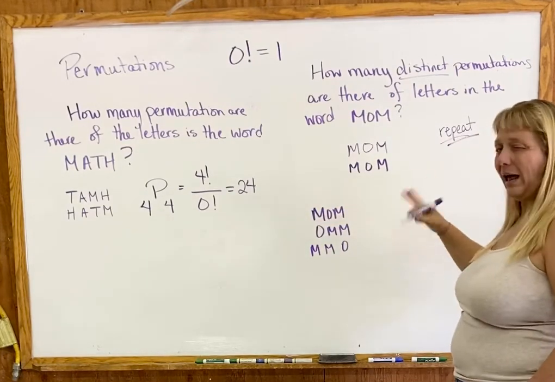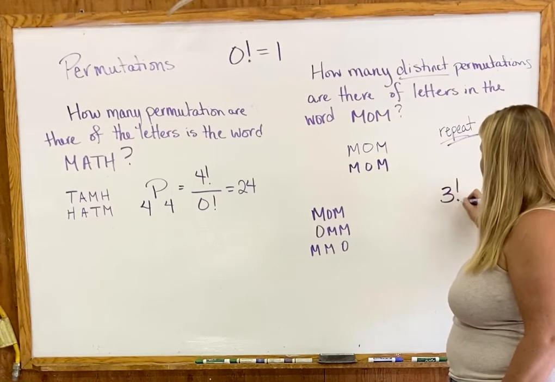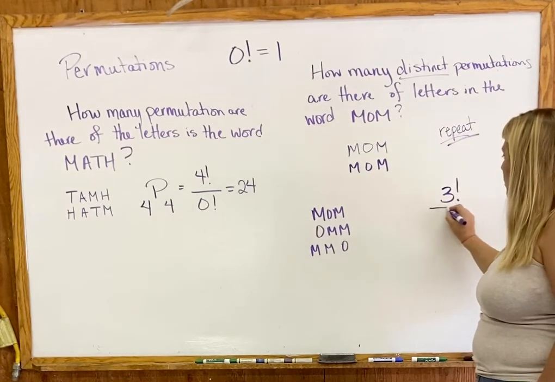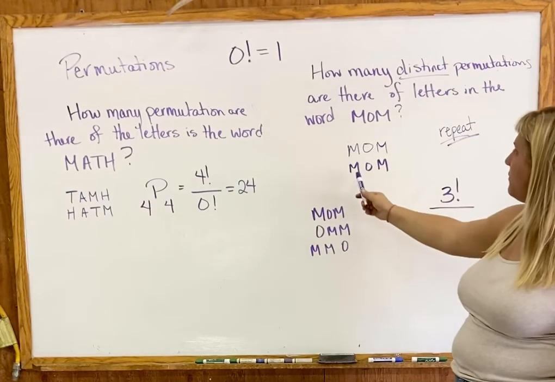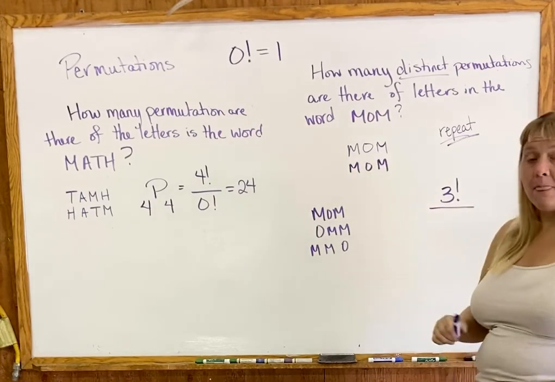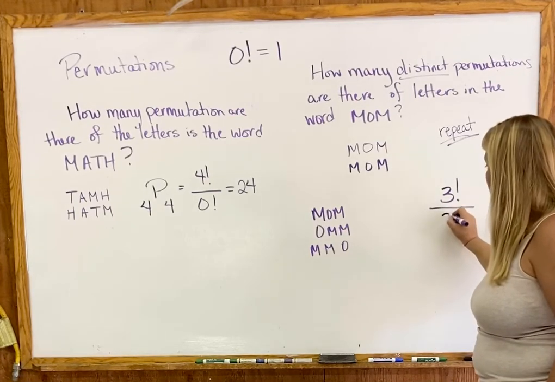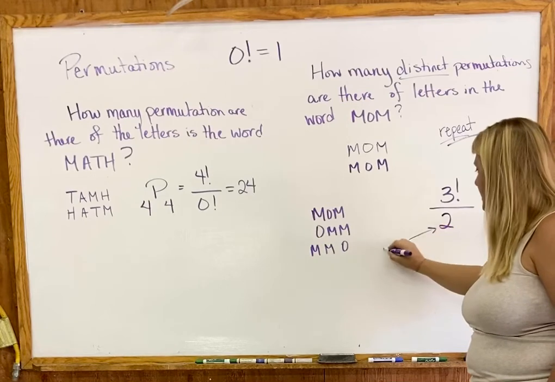So what we're going to do is create a formula here for us. So we're going to go 3 factorial, and then what we're going to do is find the letters that repeat. So the M repeats. Now, how many M's are there? There are 2. So we're going to put 2. So this is how many M's?